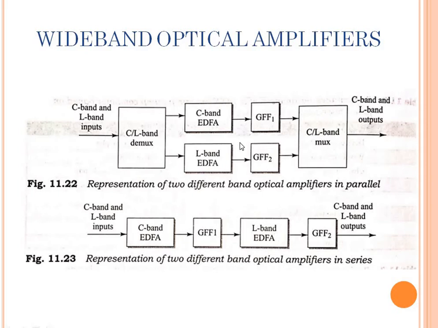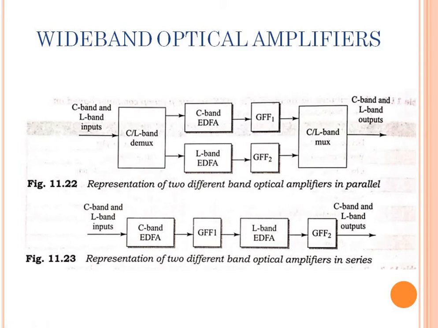So in the parallel design, a wideband demultiplexer splits the incoming signal spectrum into two wavelength bands. The two bands then pass through the corresponding optical amplifiers, after which a wideband multiplexer recombines the two spectral bands.